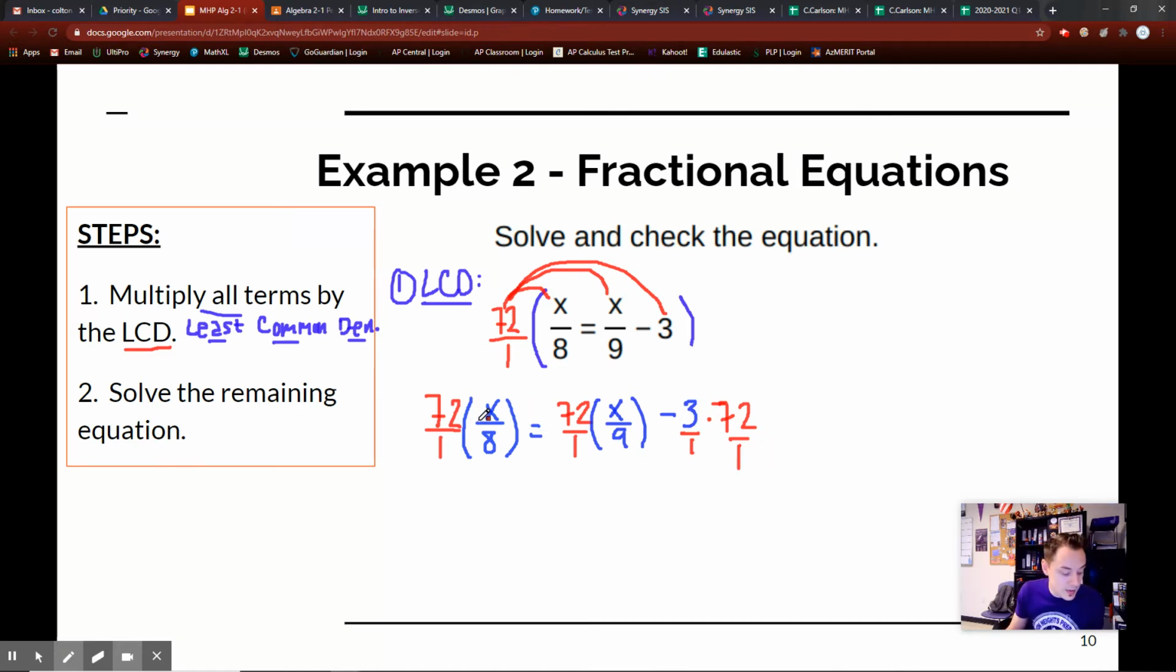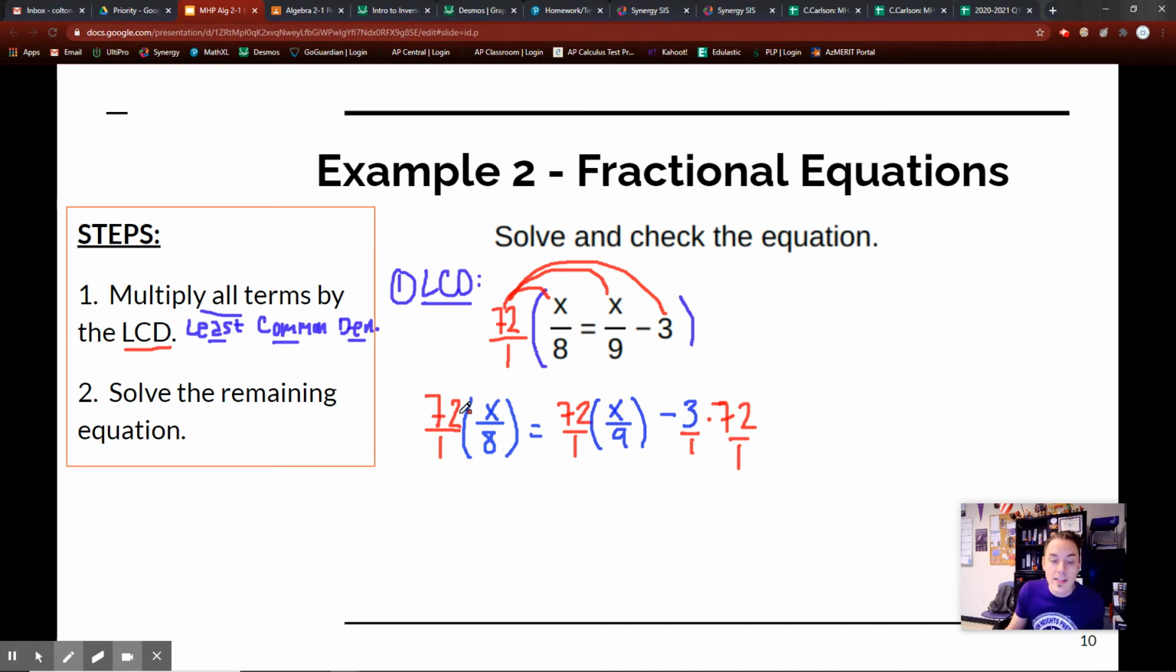Now, watch what happens. What you can do is start simplifying this. There are 2 ways to do it. You can multiply the 72 to the x and then divide by 8. Or you can multiply the 72 to the x and then divide by 9. Or you can just cross-simplify. Not cross-multiply, we already did that with proportions, but cross-simplify. So what does that look like?